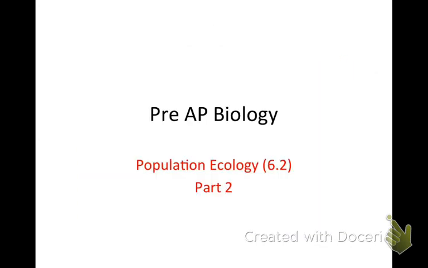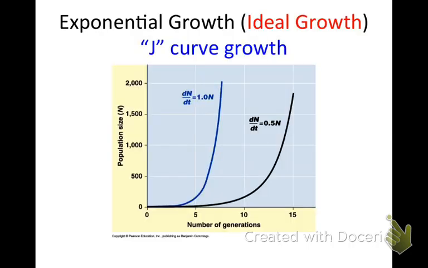Alright, so let's move on to part 2. So flip over. These are going to be population growth models, meaning some quantitative data on how populations are measured. So let's look at our population growth models. So the first type is exponential growth. Now please highlight that this is ideal growth.